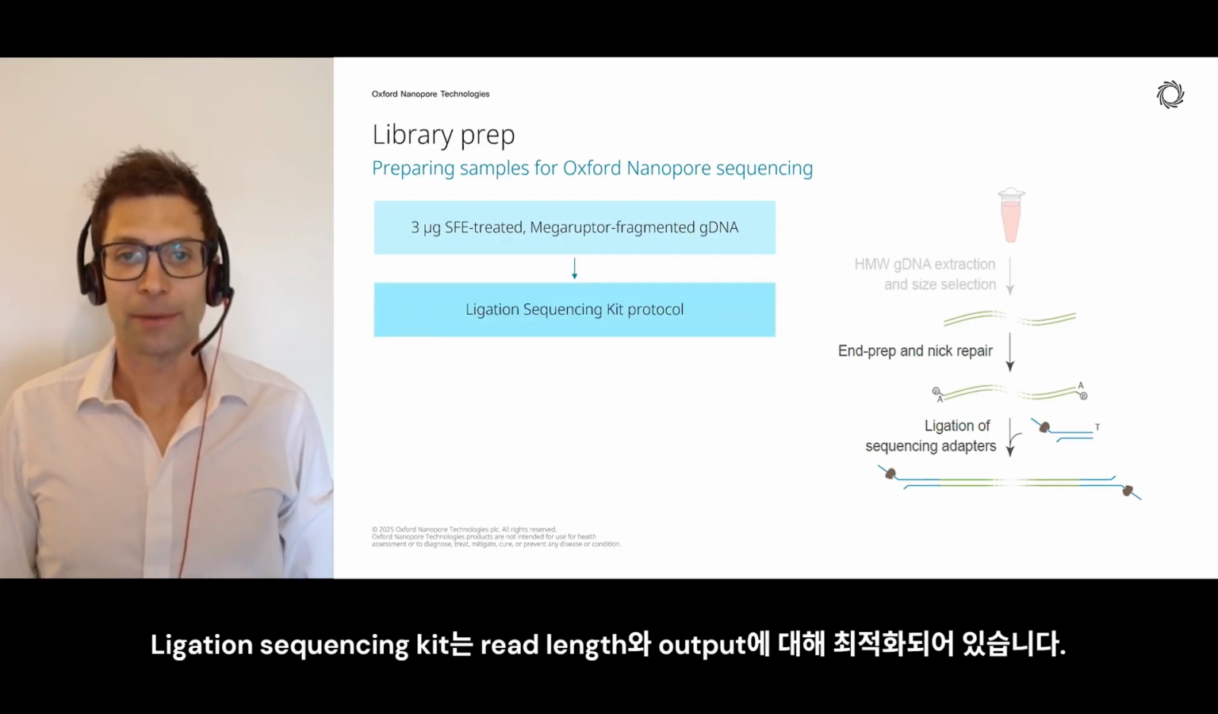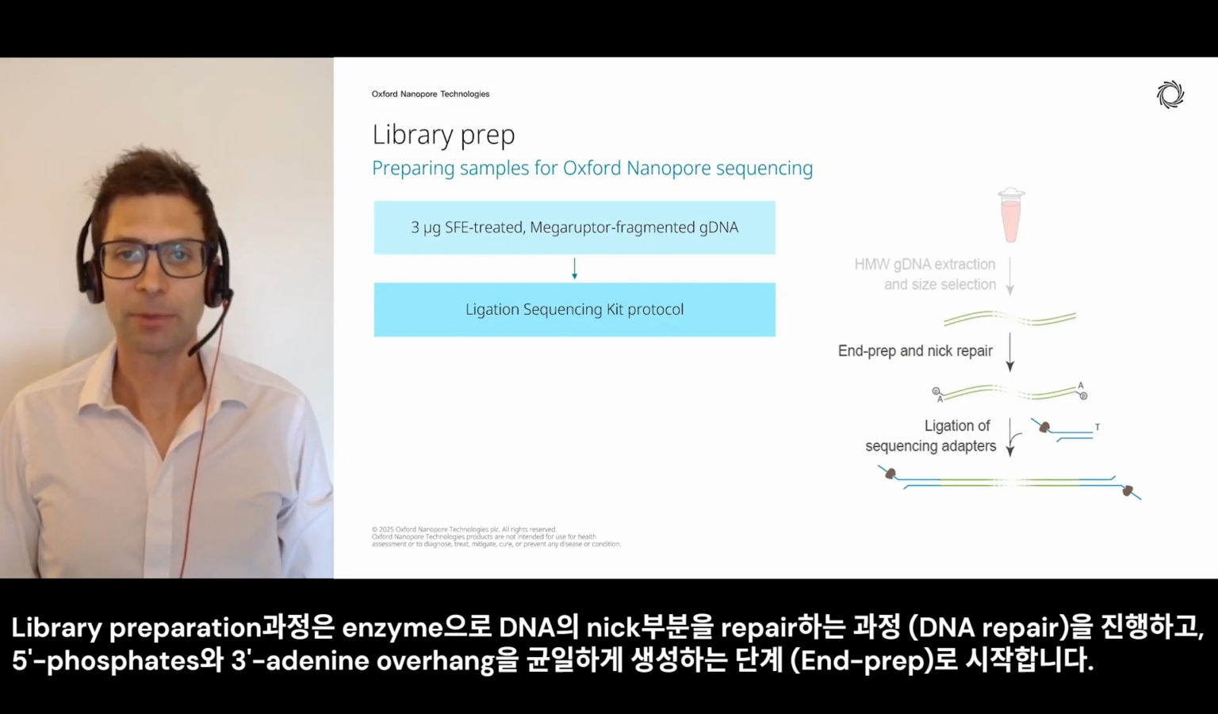You can learn more about the benefits of the ligation sequencing kit in the library prep masterclass, but here we choose this kit for the highest level of control over read length and output. The library prep process begins with enzymatic repair of nicks in the DNA and the generation of uniform ends with 5' phosphates and 3' adenine overhangs in preparation for the next step.